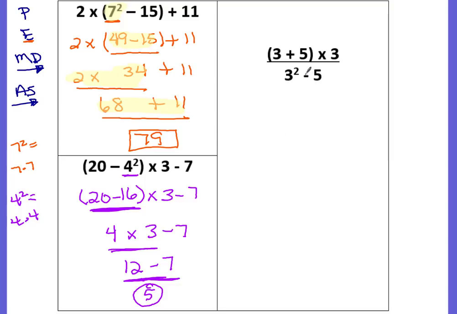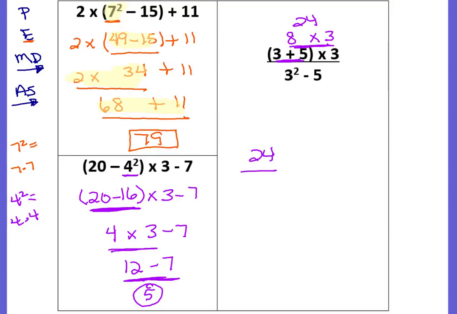So the way I usually do this is I give myself a little bit of room. And I say, okay, let me start with the numerator. I'm going to solve it first. You're still going to do PEMDAS. Are there any parentheses in the numerator? Yes, right here, 3 plus 5. So let me add 3 plus 5 together, and I get 8. Then I'm going to write the times 3 because I haven't done anything with that yet. Now I have a new problem, and the problem is just 8 times 3. And 8 times 3 equals 24. So my numerator is going to be 24.